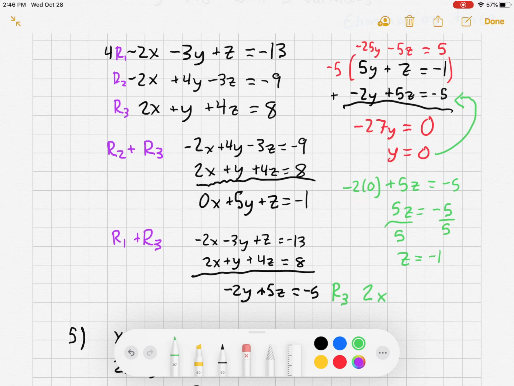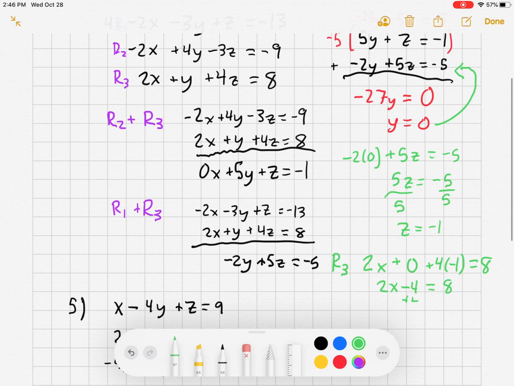2x plus 0, plugging in for y, plus 4 times negative 1 is equal to 8. So that's the same thing as 2x minus 4 equals 8. Just keep solving. Great. So now we have x equals 6, y equals 0, and z equals negative 1. We're very close to being done.